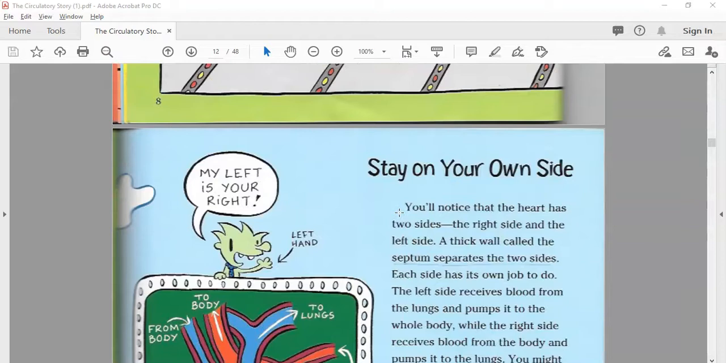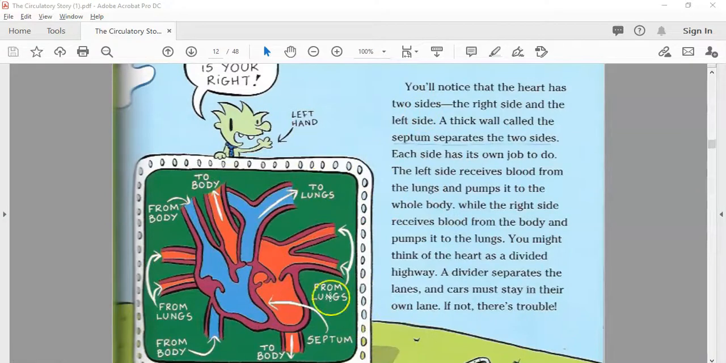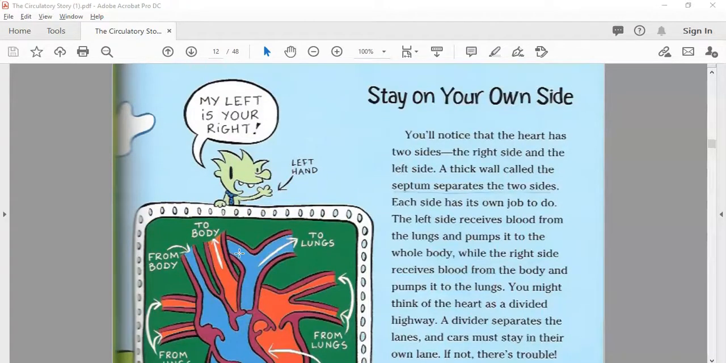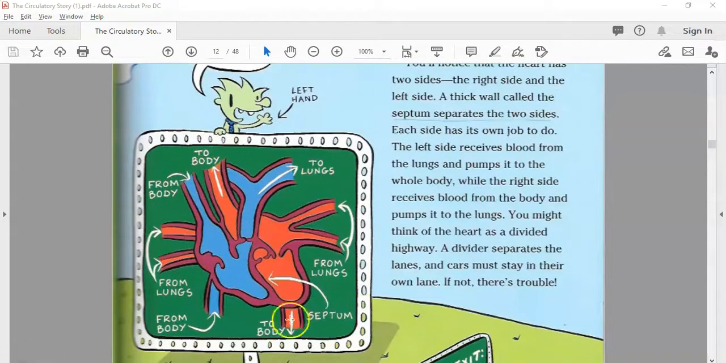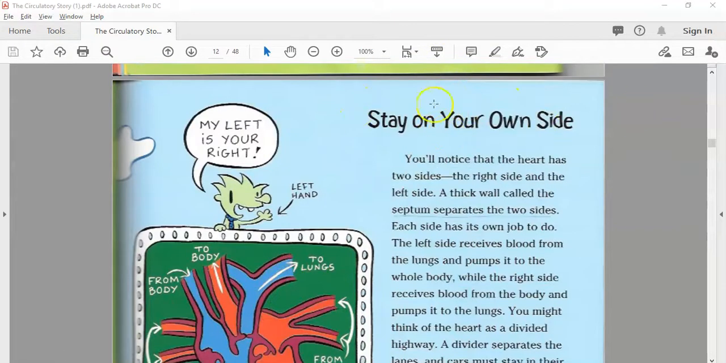All right, let's continue page 9. Stay on your side. Oh, so by looking at what is this called, boys and girls? Remember, your anchor chart should be in front of you for text features. So it is a diagram. And why did the author include it? What do diagrams do? They show me, and this one's showing me my heart, and it's showing me the different sides.